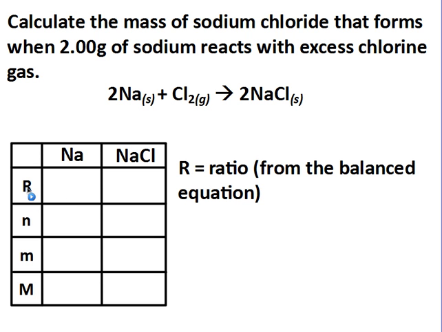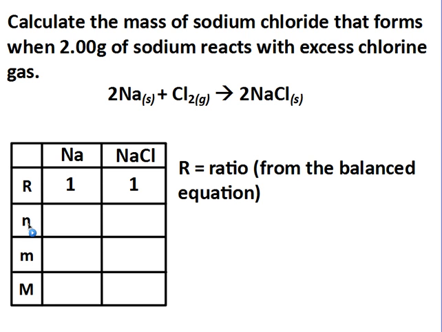So R is for ratio. And the ratio we find from the balanced equation. In this case, we're interested in sodium and sodium chloride. We see it's a 2:2 ratio, but let's simplify that so we've got a 1:1 ratio.